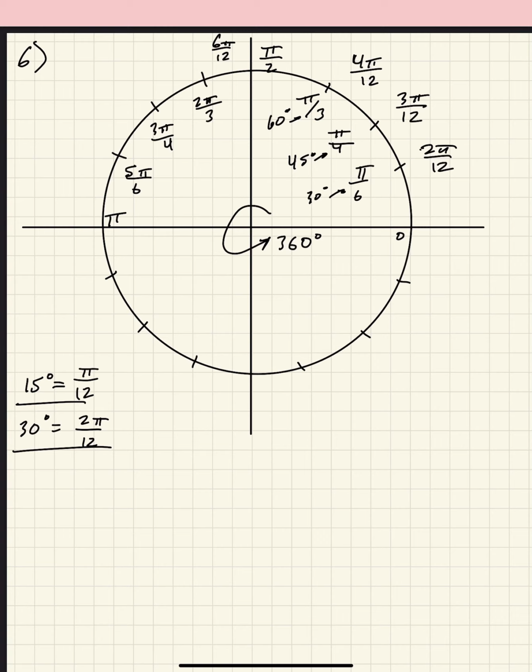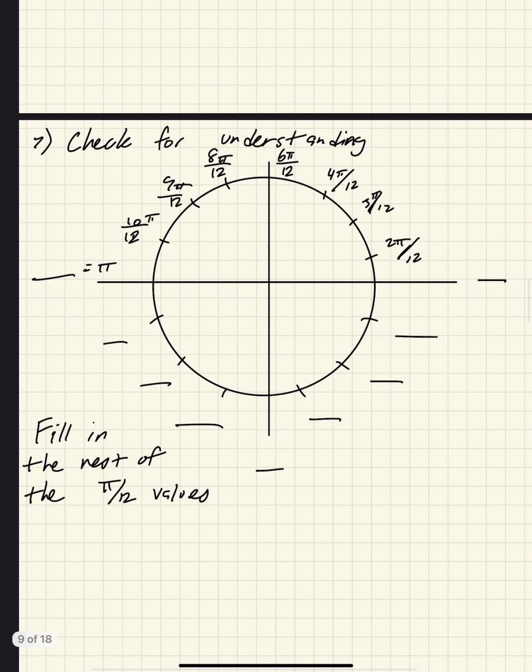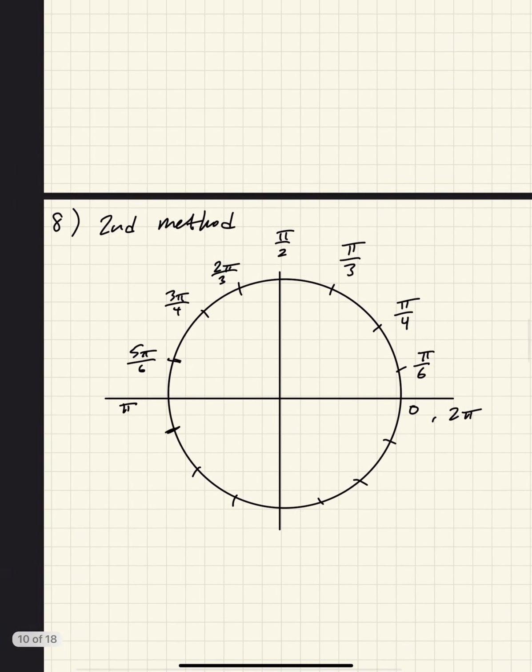Now if this trend continues on throughout the entire circle, how will it continue? I want you to fill in the rest of these pi over 12 values. So they will continue on. We'll get 12 pi over 12, 14 pi over 12, 15 pi over 12, and on around the circle.